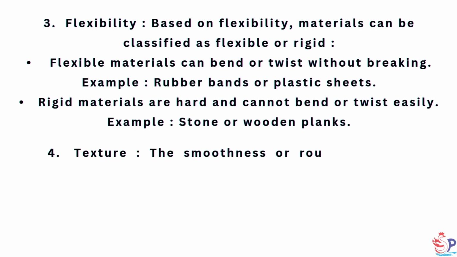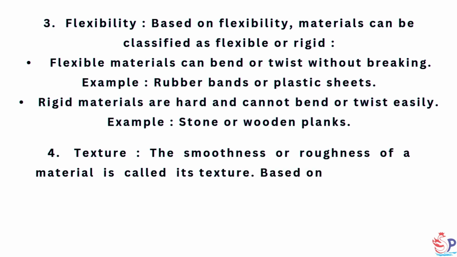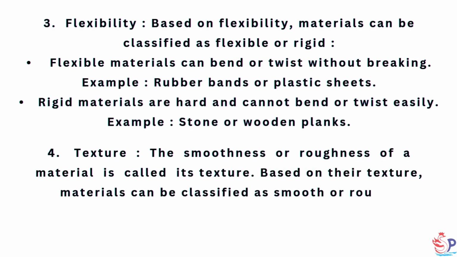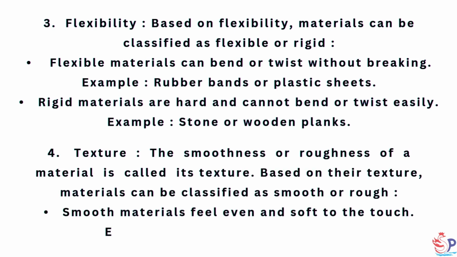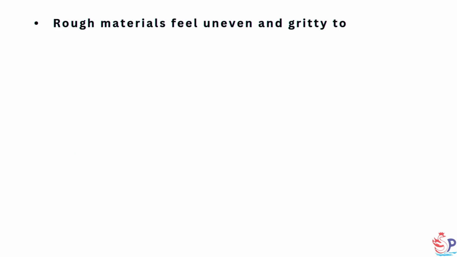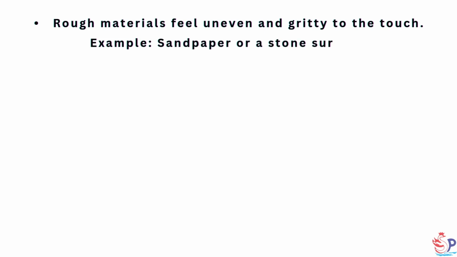4. Texture. The smoothness or roughness of a material is called its texture. Based on their texture, materials can be classified as smooth or rough. Smooth materials feel even and soft to the touch. Example: plastic or polished glass. Rough materials feel uneven and gritty to the touch. Example: sandpaper or a stone surface.